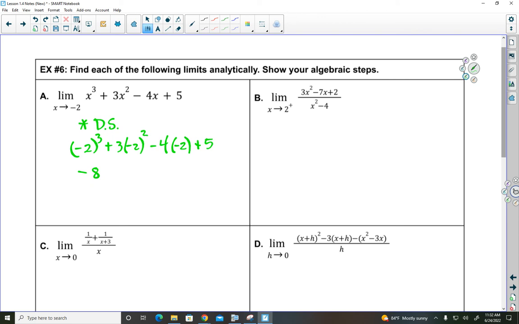We get -8 plus 12 plus 8 plus 5. This should be 17.